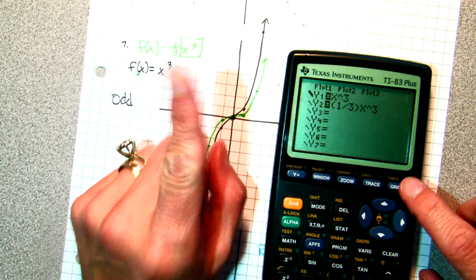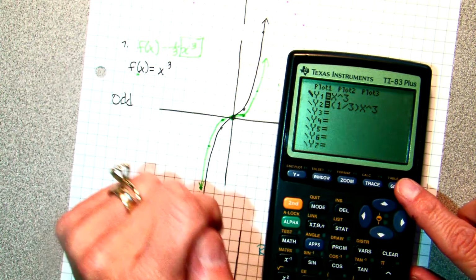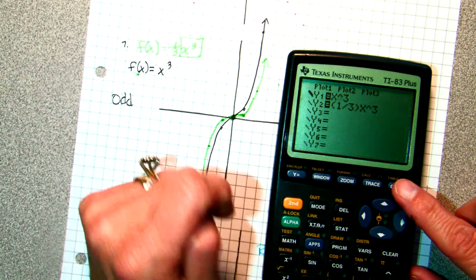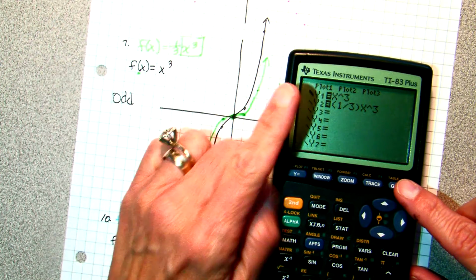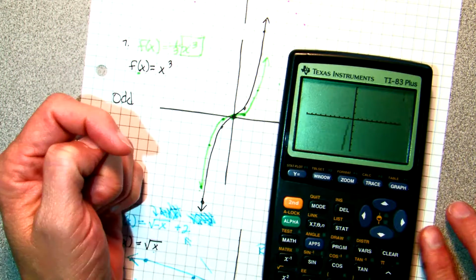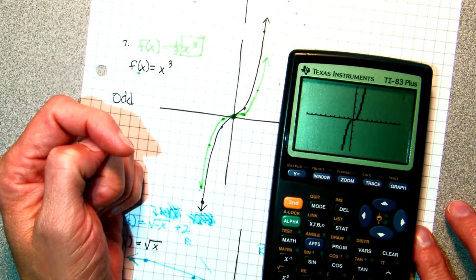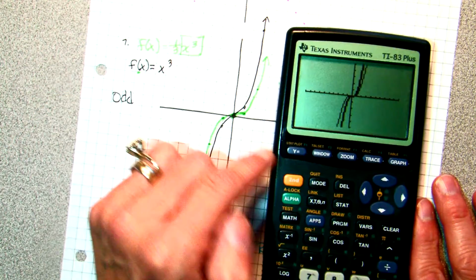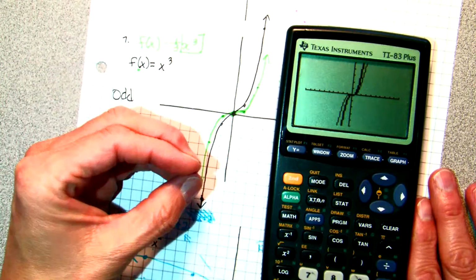So if you put your original parent function in that top equation and bold that y sub 1, the parent function will always be bolded for you. So I've got my parent function and my translated. So there's the original, and there is the vertical shrink. Now that doesn't look like a vertical shrink.